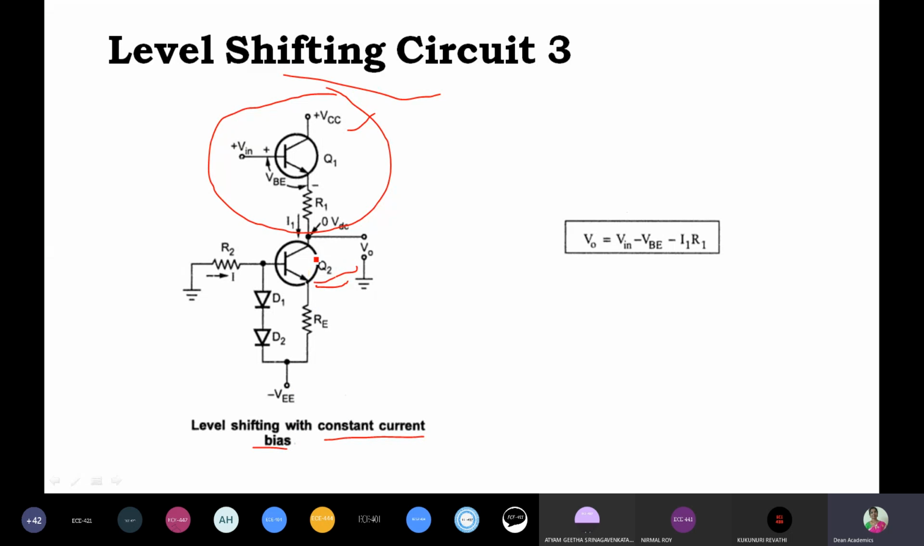For this circuit, let us see what V0 is. V0 is equal to Vin minus VBE minus I1 R1. This is the voltage drop with respect to ground from here. So therefore this is V0. Earlier in this place we had resistor R2. Now in addition to this R2 we have a constant current circuit here. Now you just observe the circuit.